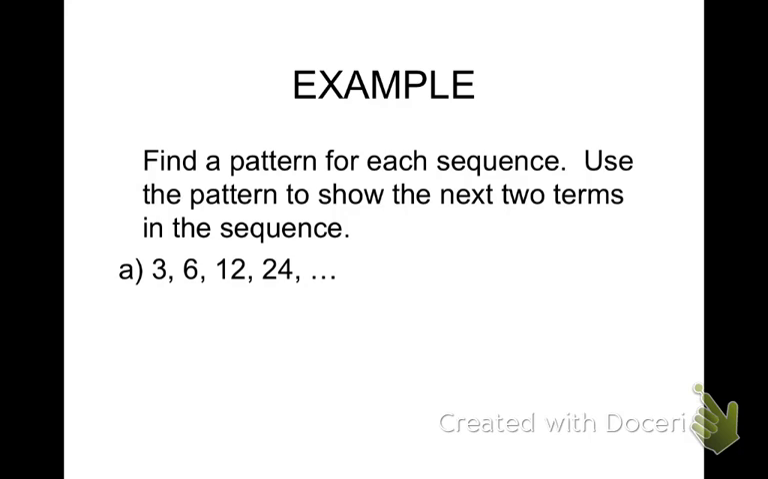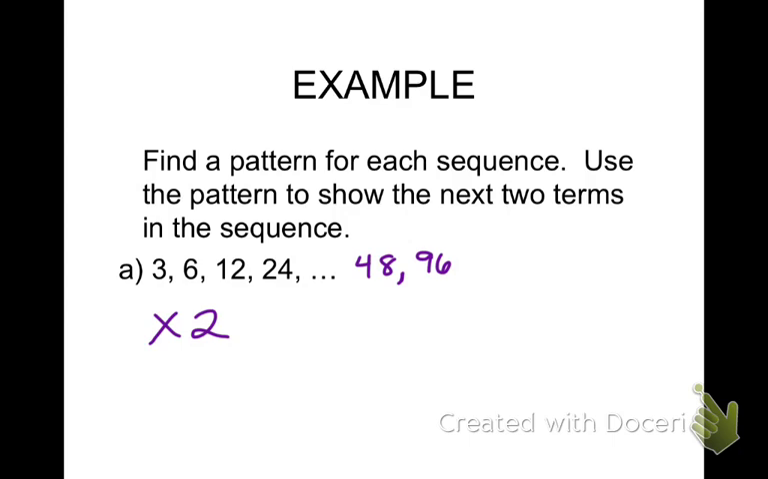So, figure out what the pattern is, and then fill in the rest of the pattern for the next two terms. What's happening from 3 to 6 to 12 to 24? We're doubling it, or multiplying by 2, right? So the pattern is doubling, or multiplying by 2, same thing. So what would be the next number? 48, followed by 96. Good. Okay. So those will be the next two terms in the sequence.